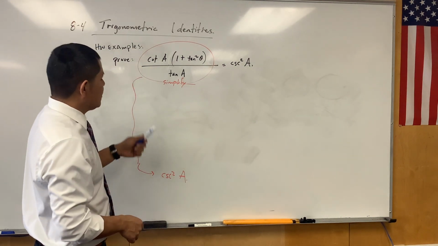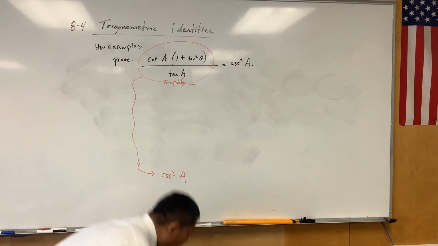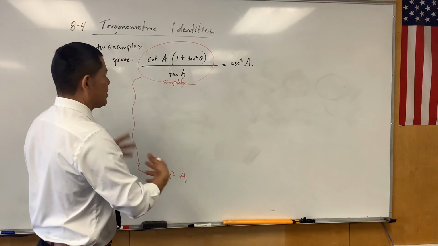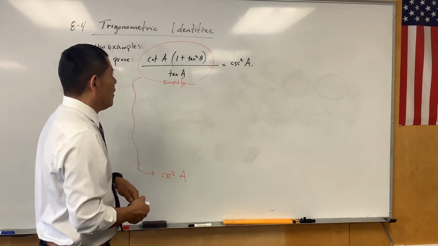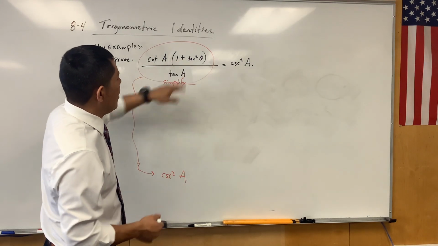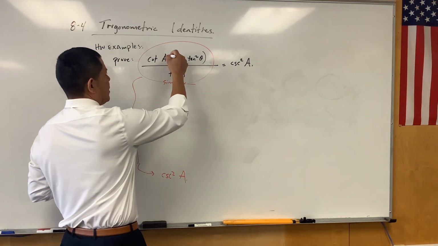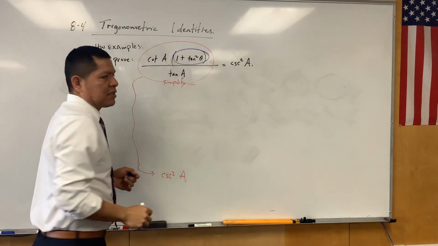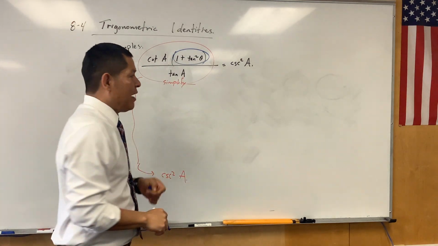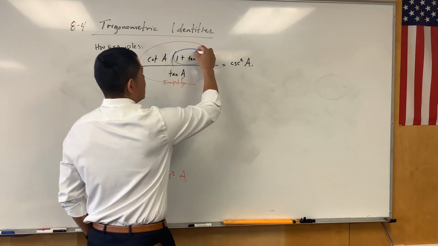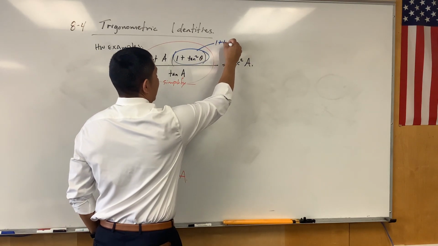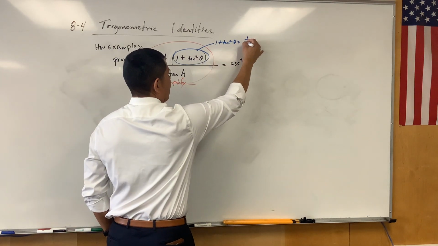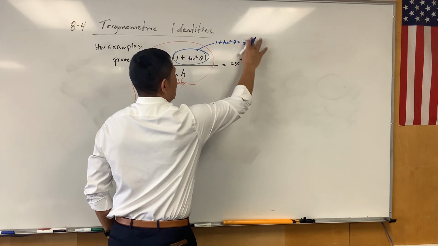So the first thing we've got to recognize is where we can do some substitutions and things like that. And in this case, I'm going to start with this multiplication, this product. So 1 plus the tangent squared, remember, is the same as the secant squared. So 1 plus the tangent squared theta is equal to secant squared theta.